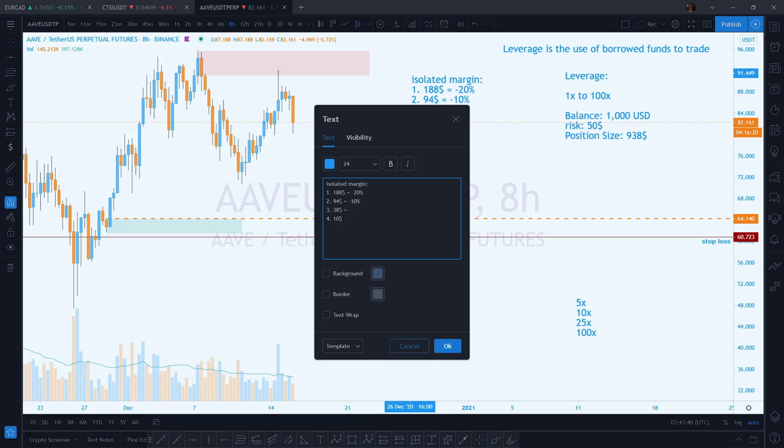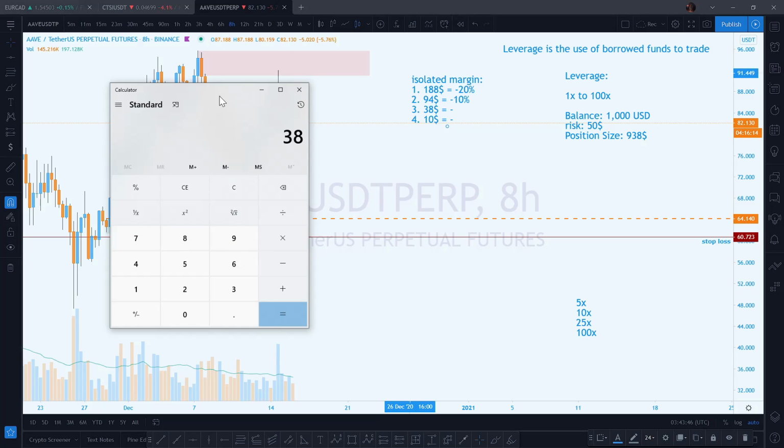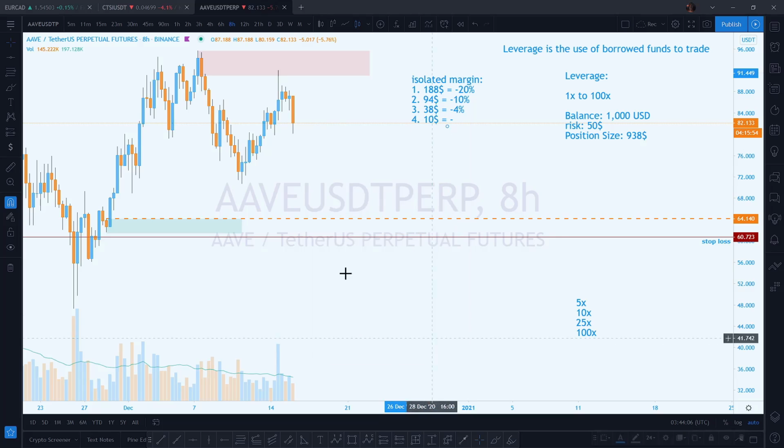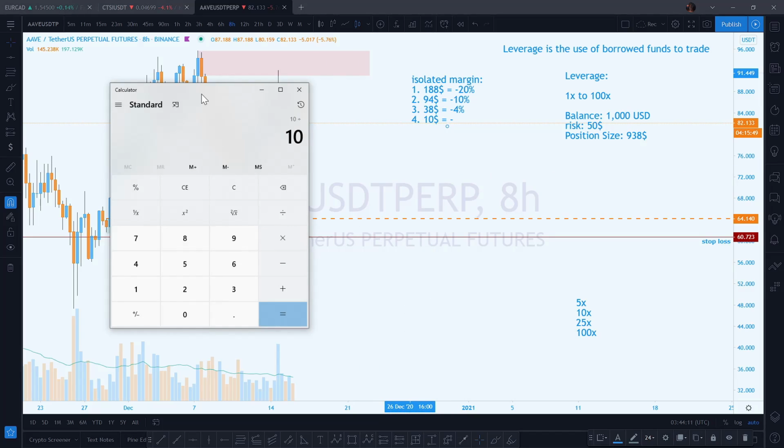Now let's do the other guys. The third guy has a margin of $38, right? Divided by his position size 938. That means if this trade moves against the third guy on a 4% move, he will lose his entire margin, just negative 4%. Now let's do the last guy. This guy has $10, right? $10 divided by his position size, 1.06%. Let me just take it as 1%, right?